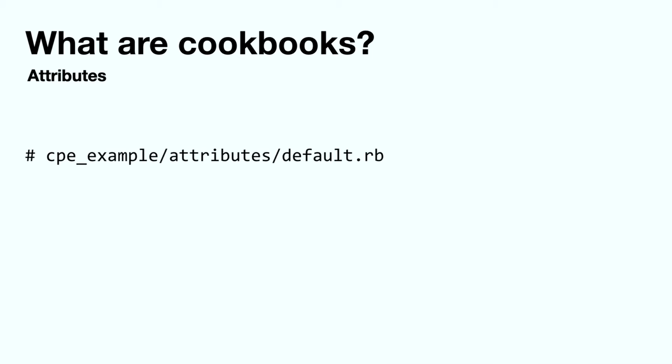If you have a cookbook called CPE example, you would have an attributes folder within there, and there would be a file called default.rb. So what default.rb is, it's the default attributes for this cookbook. So if you read it left to right, it's right to left, if you invert it, it's the default attributes for the CPE example cookbook.